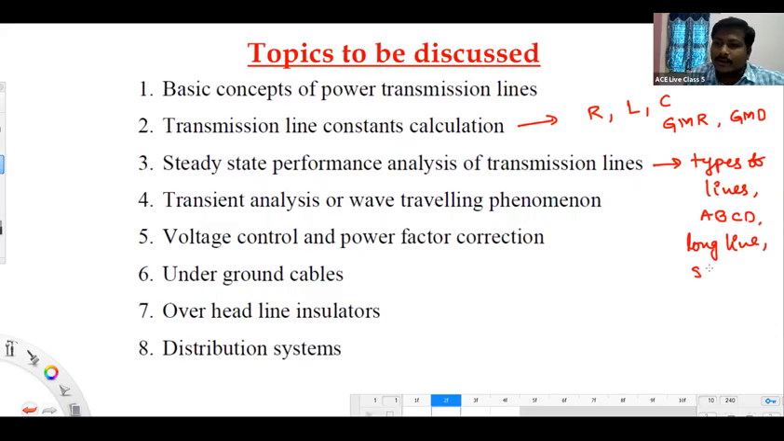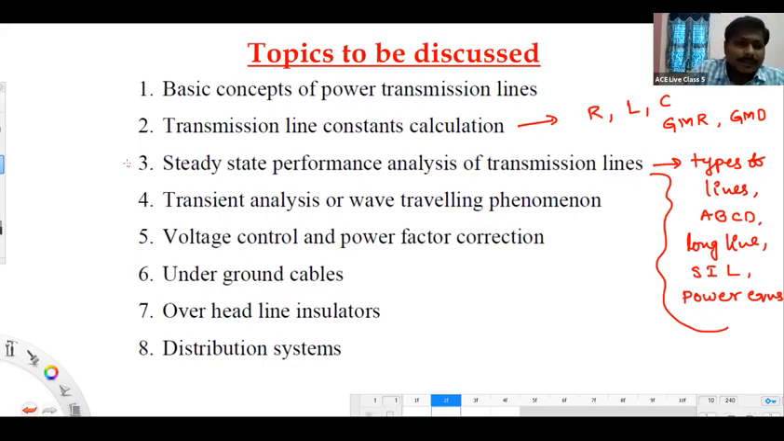And then we will be putting our concentration on surge impedance loading, power transfer equations, as well as one more topic like power equations. All these things will come in the category of the steady state performance analysis of the transmission lines, which is very, very important. This topic is very, very important in the view of the GATE examination.